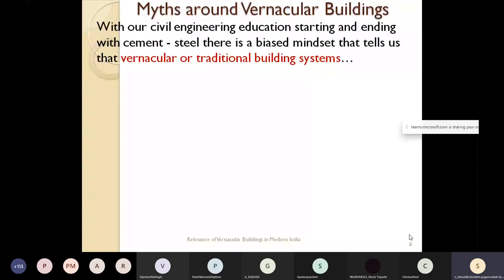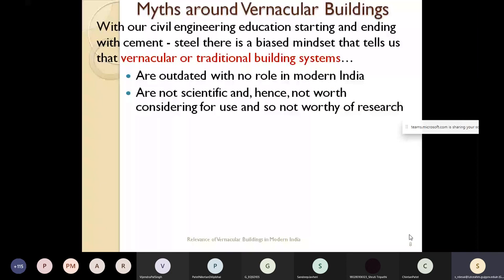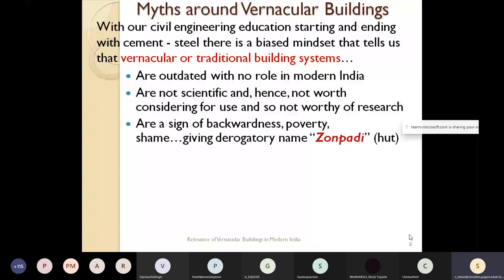And this ultimately creates our mindsets when we come out of our colleges about the vernacular and traditional building systems. What is it? Number one, we feel that they're outdated and have no role in modern India. Just trash them. Number two, they are not sanctified, and hence not worth considering for use, and hence not worthy of research. Tell me how much research gets done in these IITs and NITs and all other big engineering colleges. Really, very little, if any. Unfortunately, that's considered a sign of backwardness, poverty, and shame.